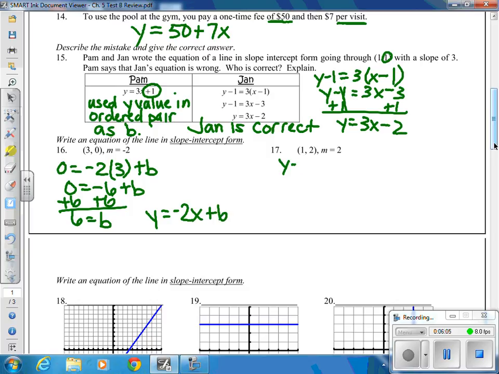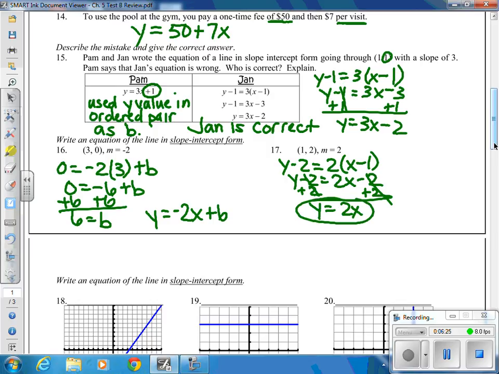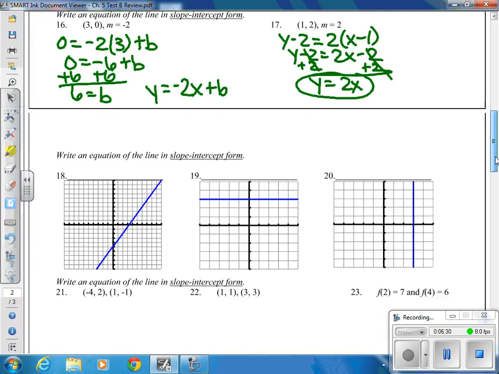For number 17, I'm going to use point-slope form. So that's y minus 2 equals 2 times x minus 1. I need to distribute. So y minus 2 equals 2x minus 2. Add the 2 over. And I'm going to get y equals 2x. You do not need to write plus 0. It just goes away. Negative 2 plus 2 knocks out. So your final answer is y equals 2x. If you happen to put plus 0 in your answer, I will not mark you wrong. Just know that it does not need to be there.